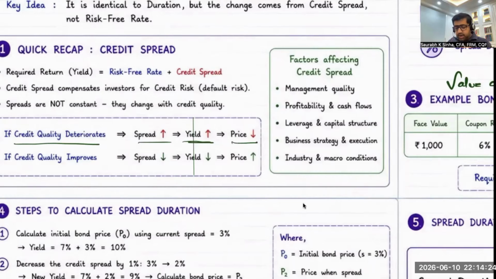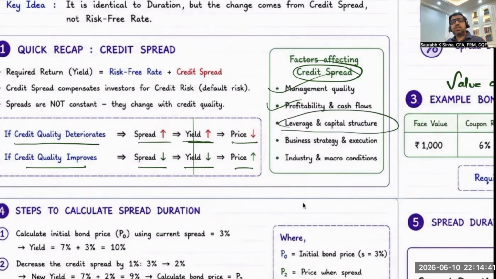And if the credit quality improves, the spread will fall, yield will decrease, and the price of the bond will rise. And there are multiple factors because of which the credit spread will rise or fall. It could be the management quality, the profitability in that quarter or that year, the kind of capital structure. Is the firm taking a lot of liability or not? What are the different business strategies they are entering into? What are the different kinds of merger and acquisition they are doing? And yes, definitely the industry and the macro condition. If you are in war, the credit spread of all the bonds will increase.